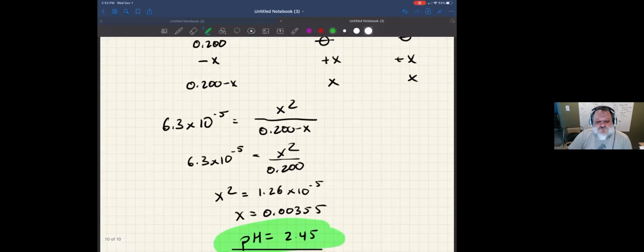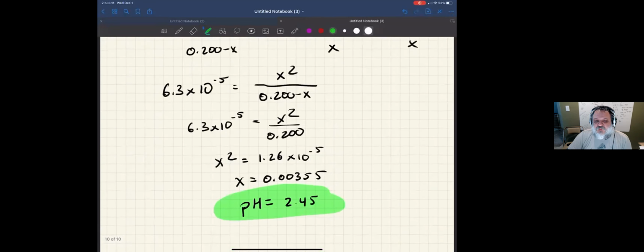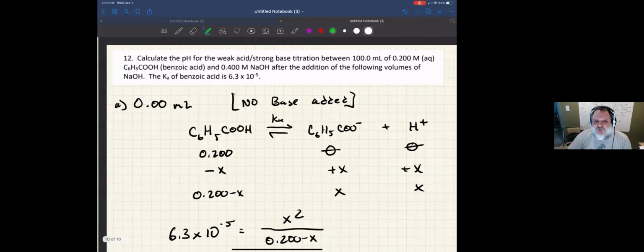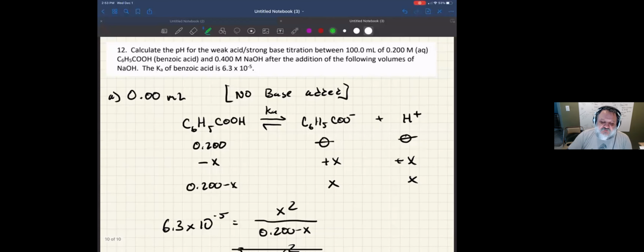Okay, and so let's go on with the titration. I'm going to start adding some base, and once I start adding some base, I'm going to form a buffer solution. So that's going to change the way that I deal with the problem.